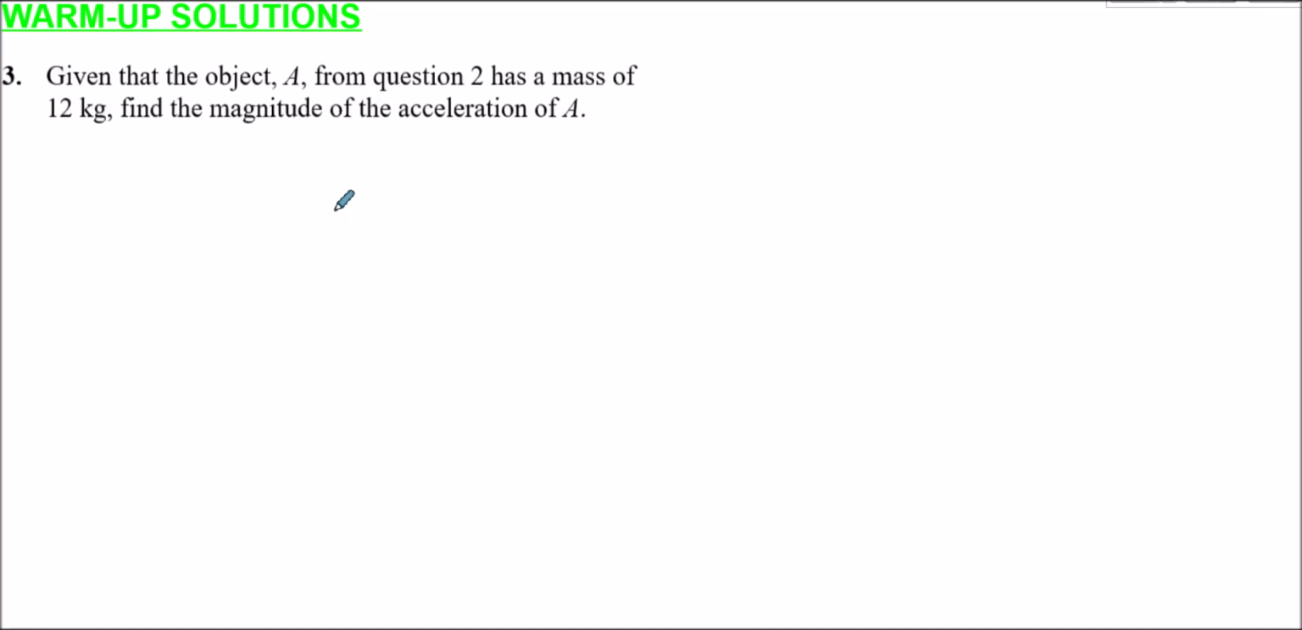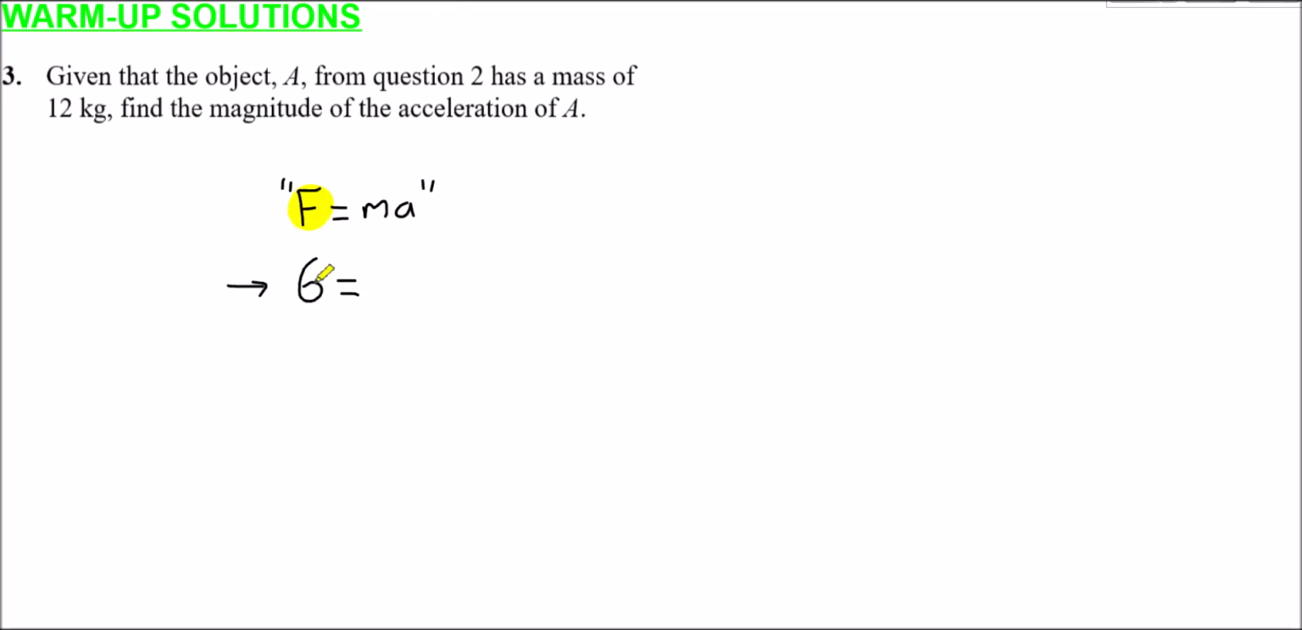Question 3 links back to question 2. So question 3 says, given that the object A from question 2 has a mass of 12 kilograms, find the magnitude of the acceleration of A. Here's where we need to use Newton's second law. So we're going to use F equals ma. From before, the resultant force was 6 upwards. We're only considering the magnitude, so we don't need to worry about the upwards here. So the force was 6 newtons.